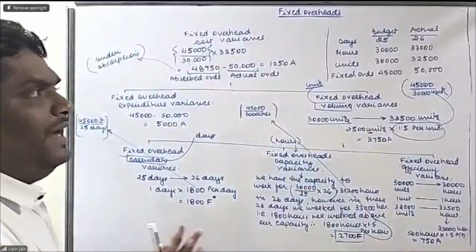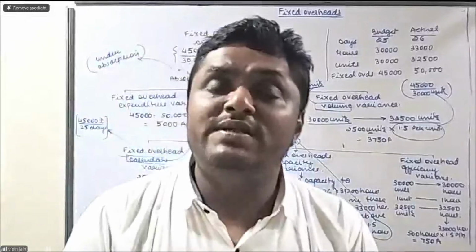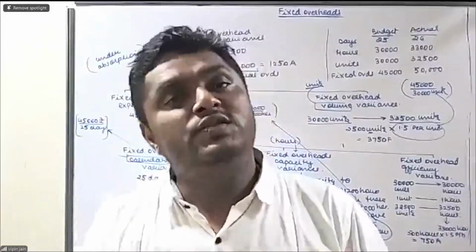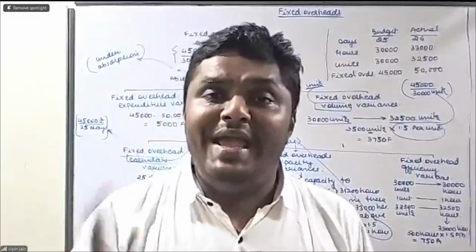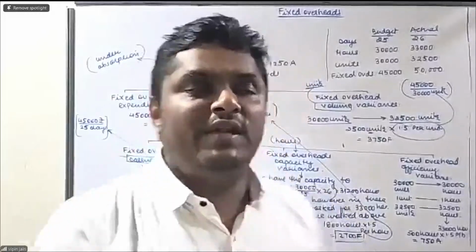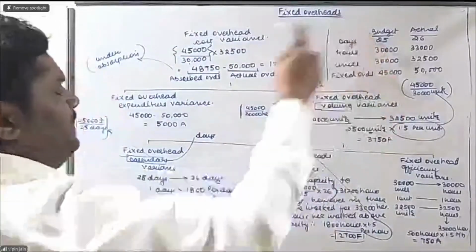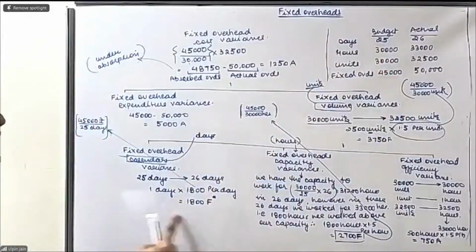When talking about calendar variance, how many days were we supposed to work? 25 days. But we actually worked for how many days? 26 days. One day extra we worked. So it's a good sign for the company, multiplied by the rate per day, that is 45,000 divided by 25. So this will be favorable.